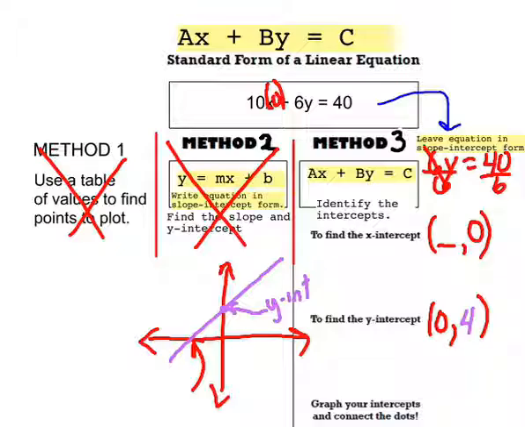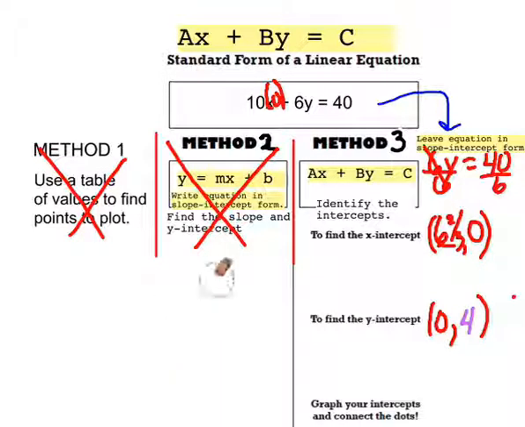So 6 goes into 40 6 times, that's 36. You get 4 left over out of 6. So 6 2/3. Those are the 2 points we're graphing then. We have 2 points to make a line. I think it's pretty clever.